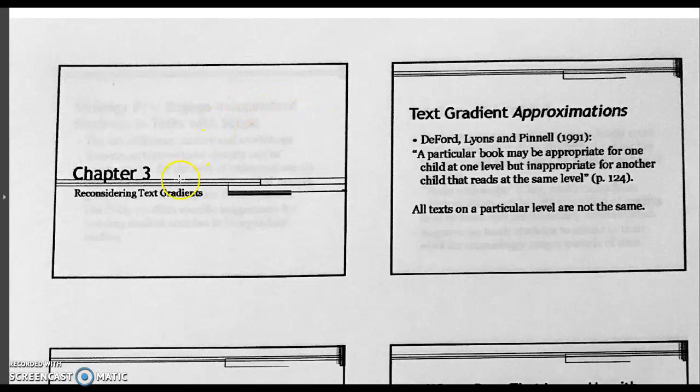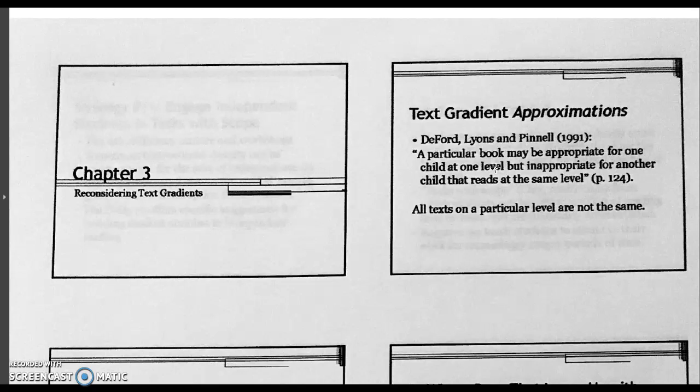So chapter 3 talks about reconsidering text gradients. DeFord, Lyons, and Pennell, and Diane DeFord was actually my advisor throughout my PhD work at USC. So we had lots of conversations around this. A particular book may be appropriate for one child at one level, but inappropriate for another child that reads at the same level. And that is from their research in 1991, and it still holds true today.